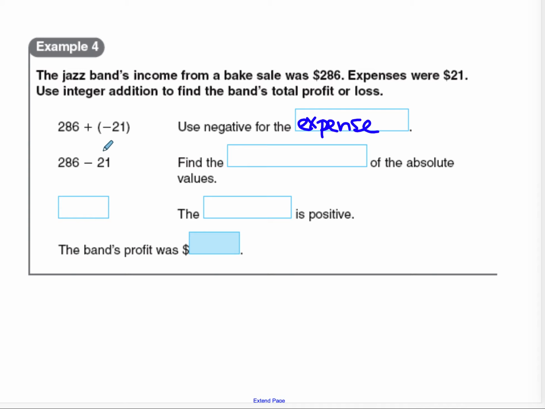Okay, different signs, find the difference. So really we're subtracting 286 minus 21. So we're going to find the difference. All right, I'm going to rewrite it. I'm going to do it over here where I have a little more space. Line up the place values. 286 minus 21. 6 minus 1 is 5. 8 minus 2 is 6. 2 minus 0 is 2. So I have 265.